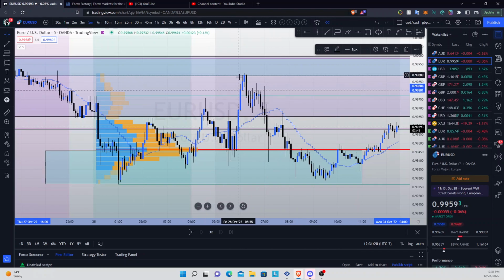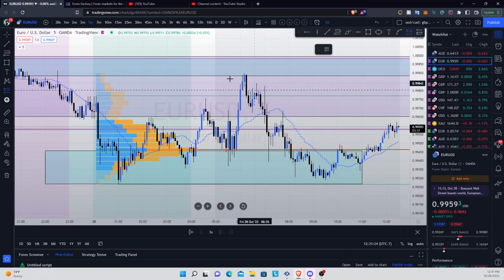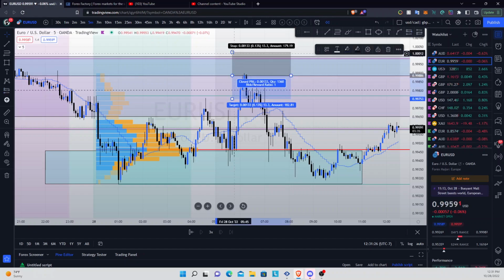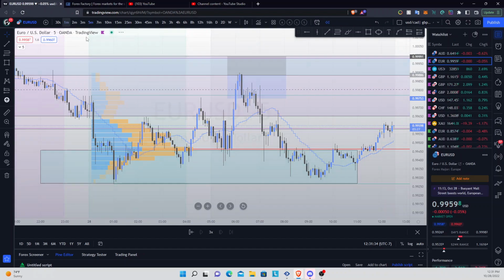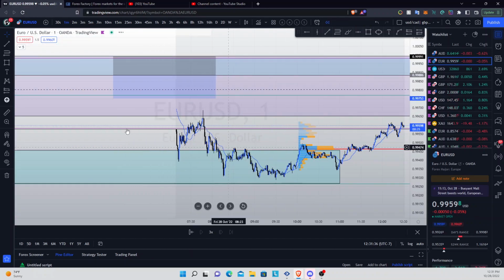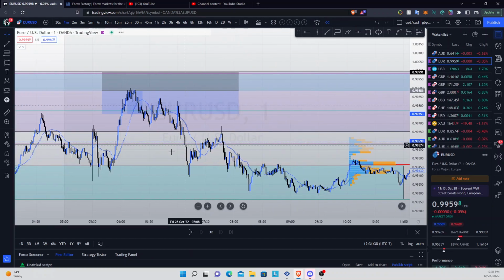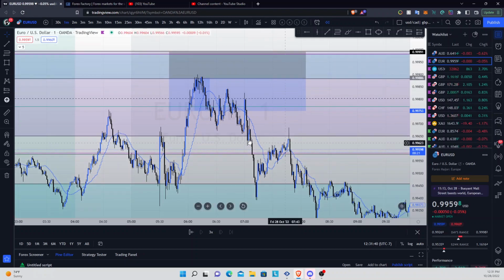Because it already hit 2 of my POIs here, I could have easily taken a trade from right here, right? And that's the trade that we were talking about around the 1 hour. Obviously, I'm looking at different time frames around this time, but I'm focusing on the 1 hour here. So let's say here, where are our entry parameters right here?